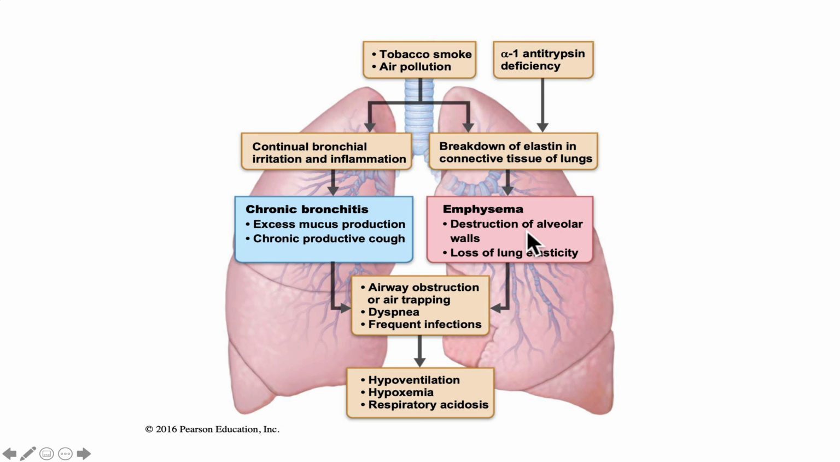The alveolar walls start to get destroyed, your lungs start to lose elasticity, and this leads to both of these things. Let's just go over here and then we'll continue with this way. So the other thing that would happen, again, if you're smoking cigarettes and again, air pollution, you can also come down this way.